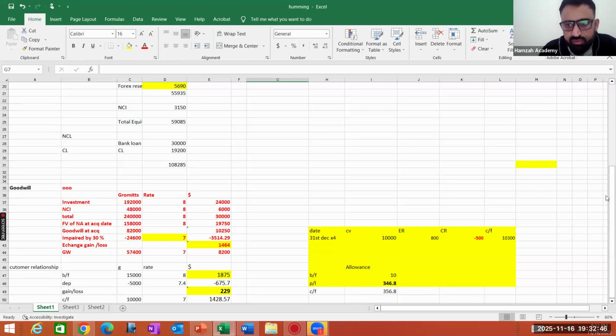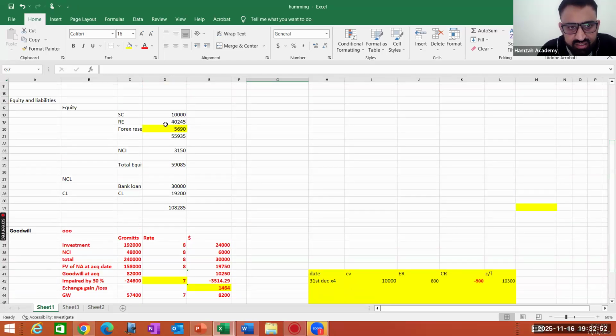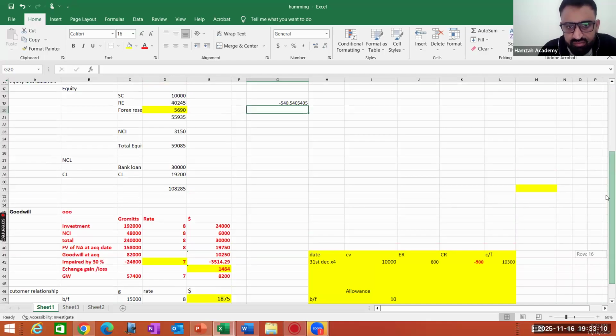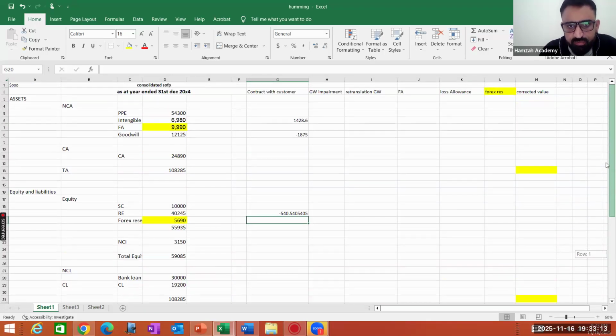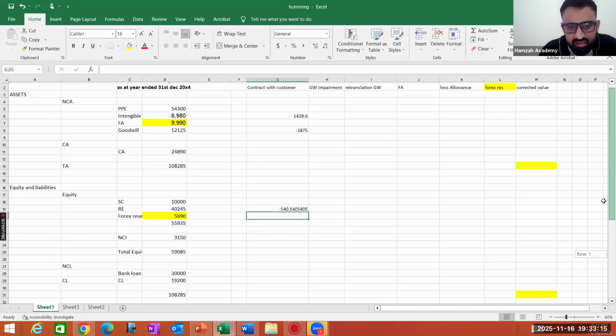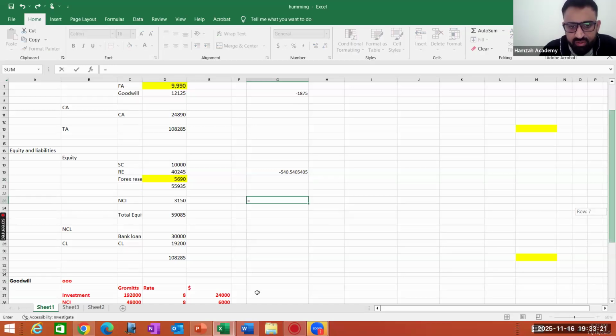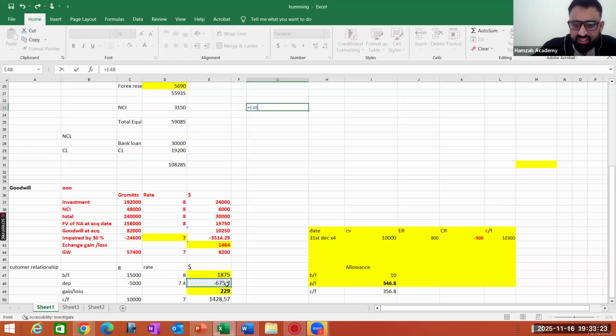Now the depreciation of 657.7 will be distributed between group and NCI. Now retained earnings are 40245. So 80% of the depreciation will be recorded by debiting the group retained earning with 540.54, and the remaining will be recorded by debiting the NCI by 20%.